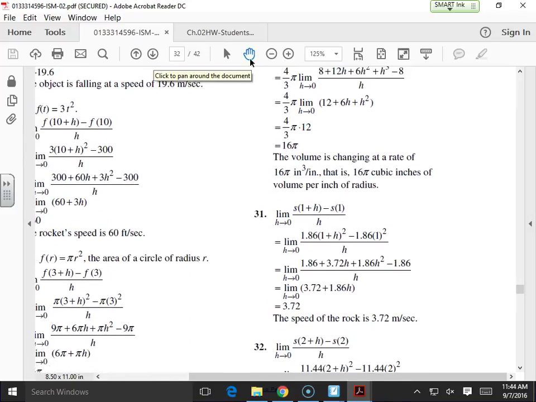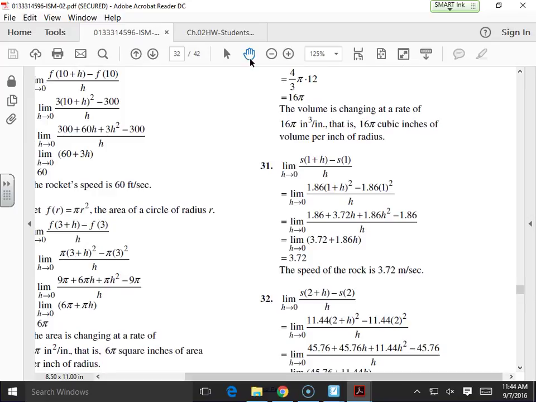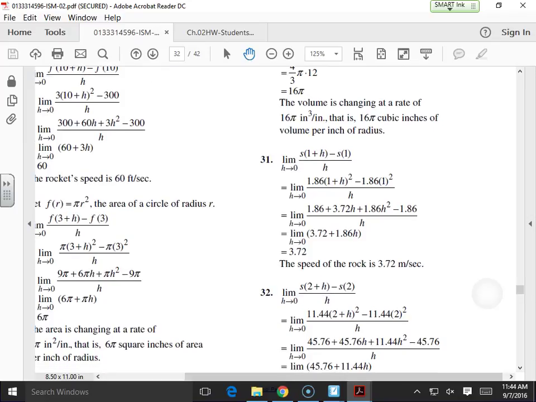Why do they say changing at a rate of inches cubed per inch? Because it's 16 pi in volume for every radius. Yeah, dV over dr. So it'd be inches cubed over inches. Or it should say cubic inches per inch squared. Oh no, you can't. Never mind. I think it doesn't have the same.